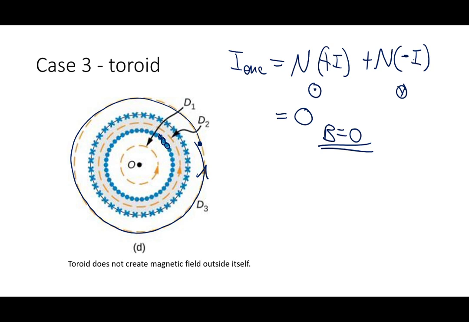So that's the nice thing about a toroid: yes, it creates a magnetic field, but it does not create a magnetic field outside itself. In the sense, the magnetic field is contained. It doesn't leak out because it goes around in a circle. And this would have good benefits if we were to put this thing as part of a circuit. We don't want the thing to create magnetic field that affects other parts of our circuits. More on that in a couple of weeks.